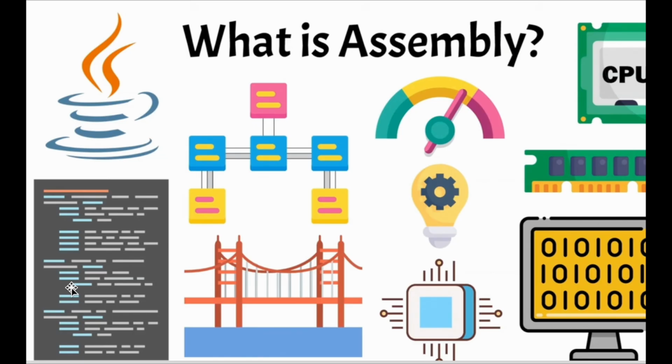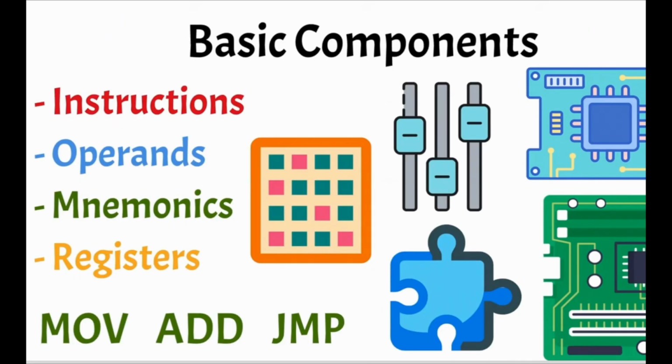Each instruction in the assembly language tells the computer to perform a very specific operation, such as moving data between registers, performing arithmetic, or jumping to a new instruction. Okay, so let's take a look at the basic components of assembly.